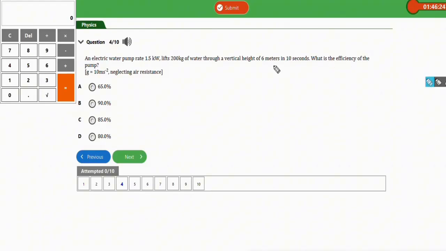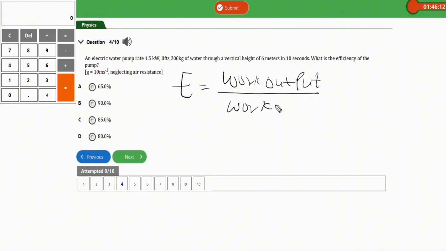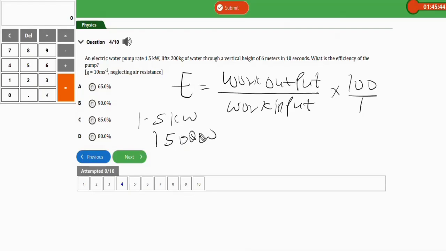We know that from the formula of efficiency, efficiency is work output over work input times 100 over 1. Okay, so in this question we have the work output. The work output is unknown, whereas we have the work input to be 1.5 kilowatts, which is equivalent to 1500 watts. So that's the work input.